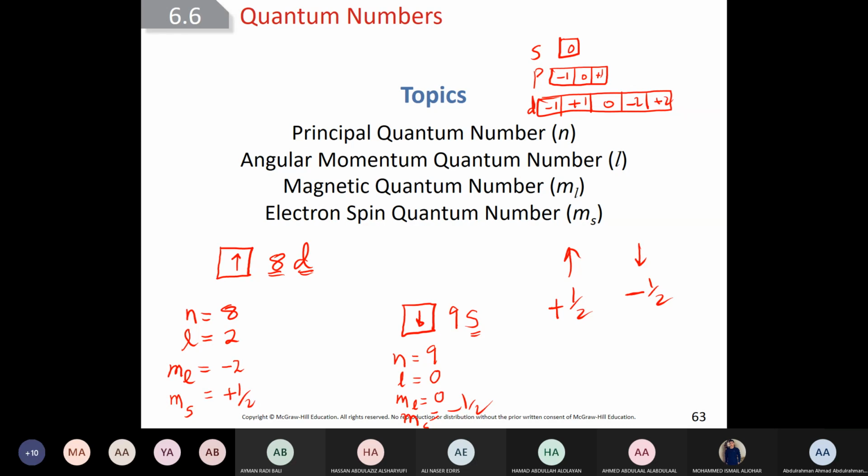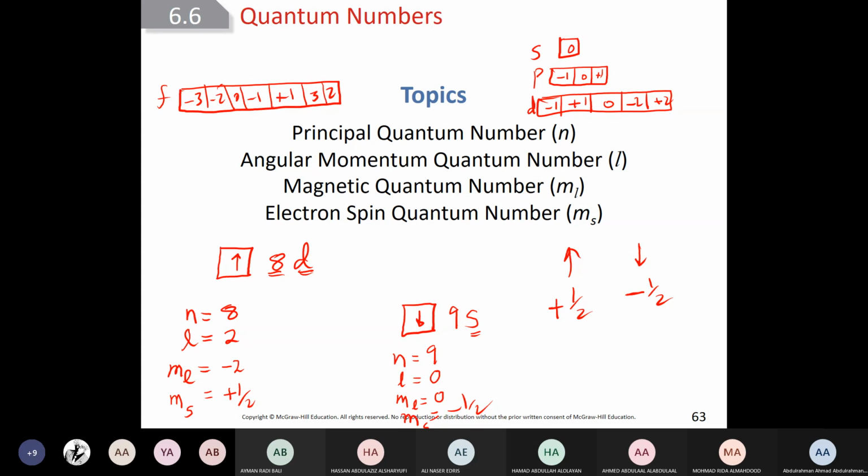And the last one is F, 7 orbitals. What are the values? -3, -2, 0, -1, +1, 3, 2. It doesn't matter. As I said, you can put any numbers. Keep all these values in your mind.